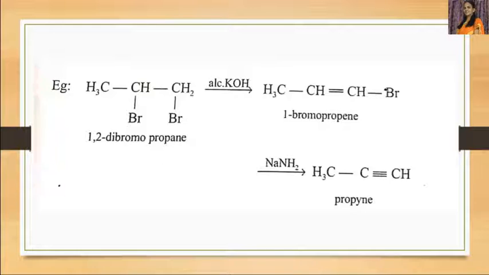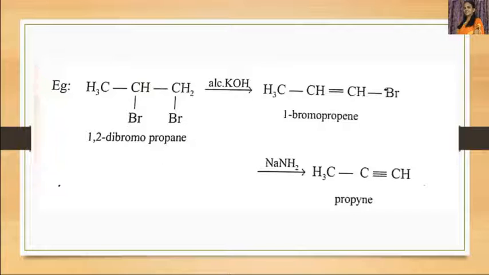Then what happens? H from one carbon and Br from another carbon are lost. Then we will get this compound. So 1-bromopropene is obtained.